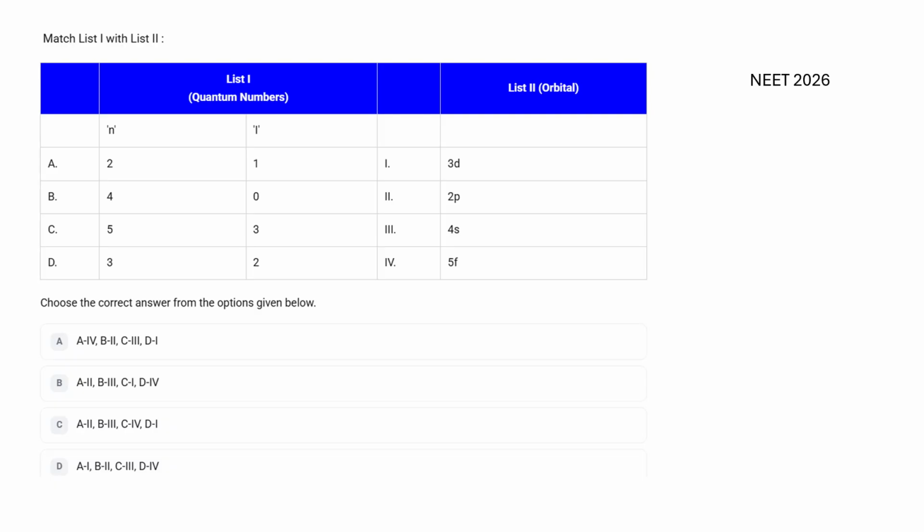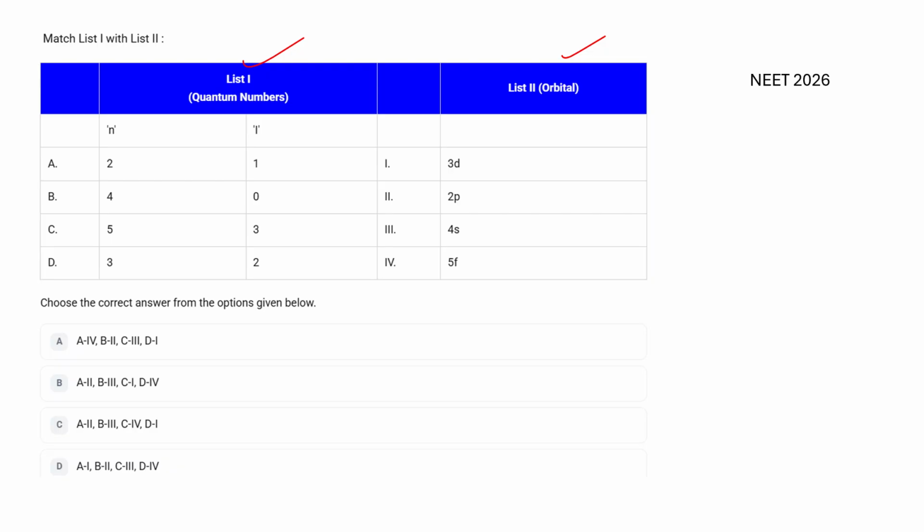This is the next question. Choose the correct answer from the given options. This is list 1 and this is list 2. We need to match list 1 with list 2. List 1 is given as quantum numbers n and l values. n means principal quantum number, l means azimuthal quantum number, as we know. In list 2, orbitals are given.